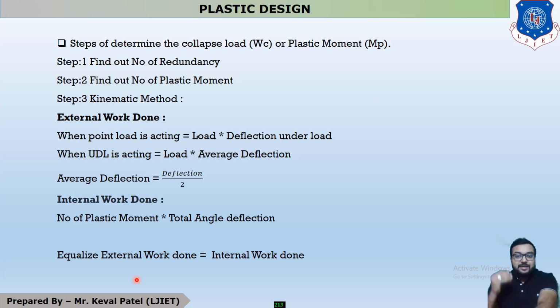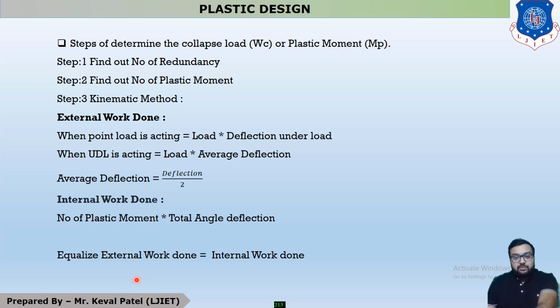After this discussion we will discuss the steps of determining the collapse load or plastic moment. So students, there are a total of 3 steps. The first step is to find the number of redundancy. Second is the number of plastic moments, and at last we have to use the kinematic method and find the collapse load or plastic moment, whichever is asked in your question.